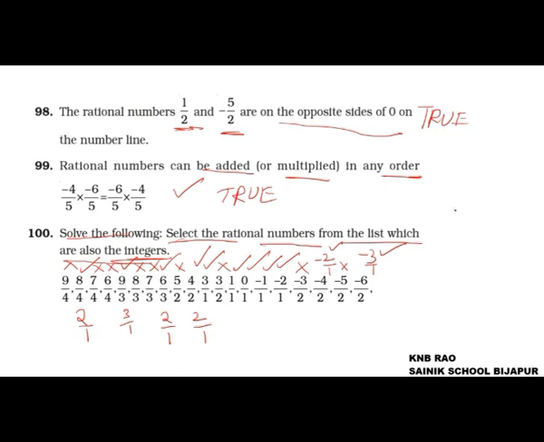So here the list of the given rational numbers which can also be integers will be 8 by 4, 9 by 3, 6 by 3, 4 by 2, 3 by 1, 1 by 1, 0 by 1, minus 1 by 1, minus 2 by 1, minus 4 by 2, minus 6 by 2. These are the rational numbers which act as integers also.